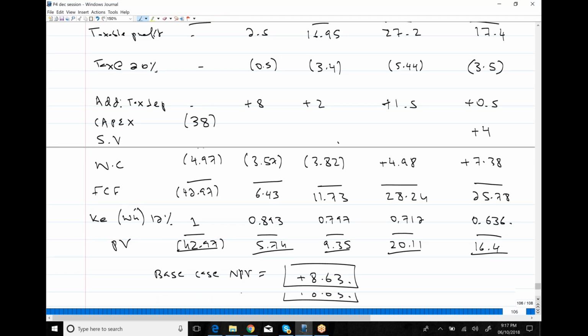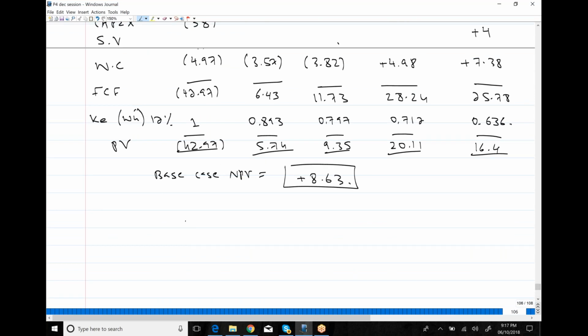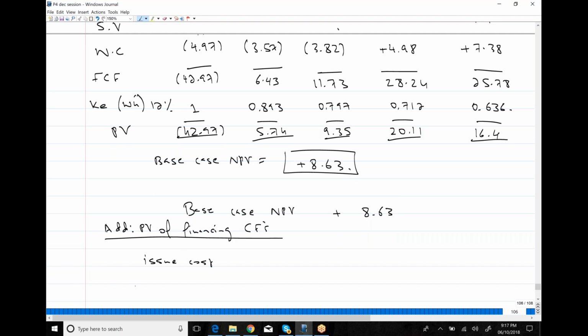So we have the base case NPV, right? Now for computing APV, you will take the base case NPV, positive 8.63. Then you will add the present value of financing cash flows. In financing cash flows, we have the issue cost, the present value of tax savings from interest payment. Then we have the present value of subsidy benefit after tax.